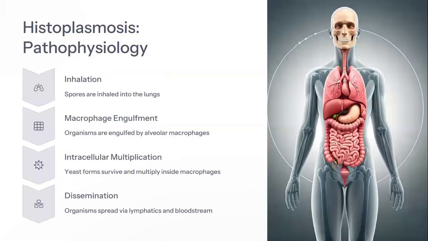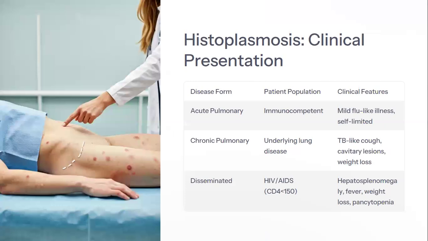So what is the pathophysiology? The pathophysiology is simple: the spores are inhaled into the lungs from the environment, the macrophages engulf them, and there is intracellular multiplication and then dissemination.